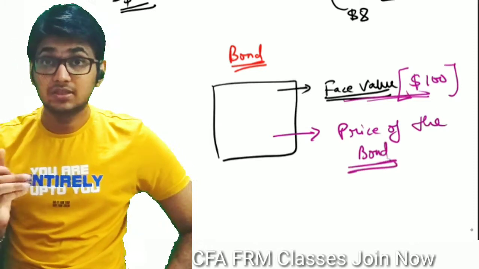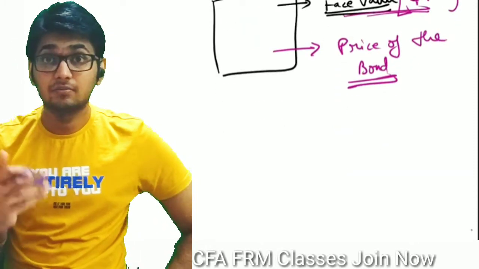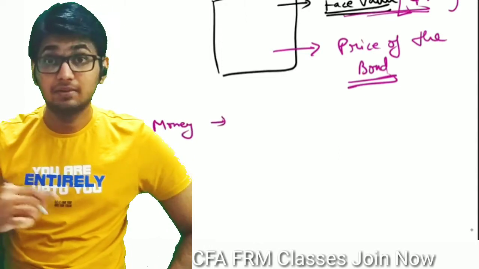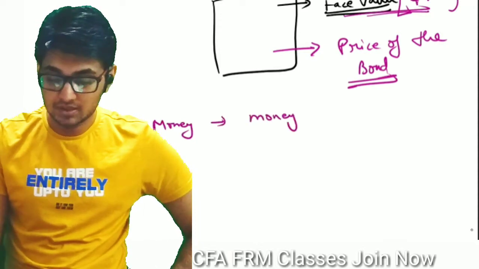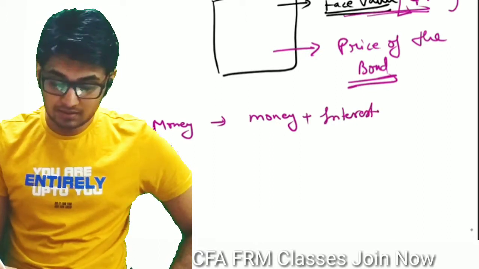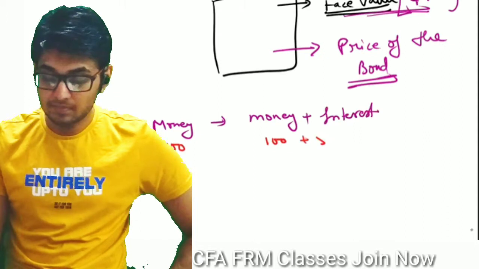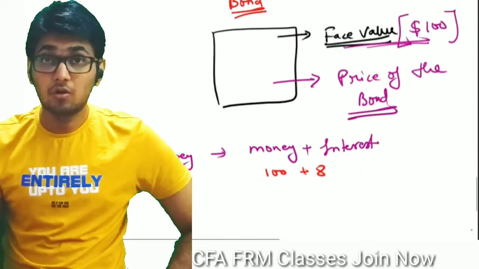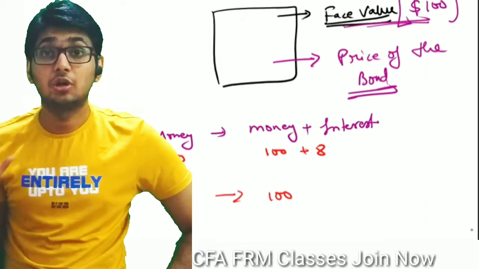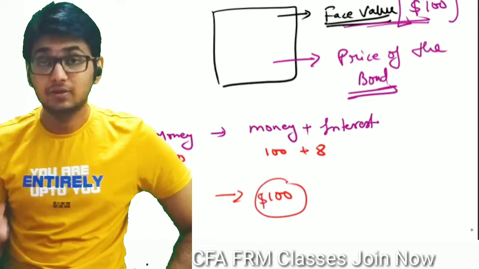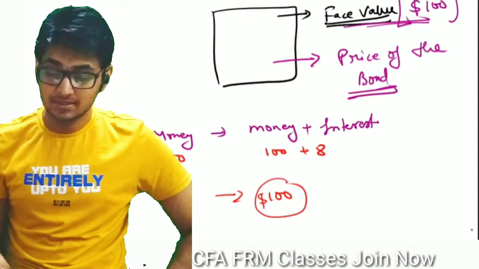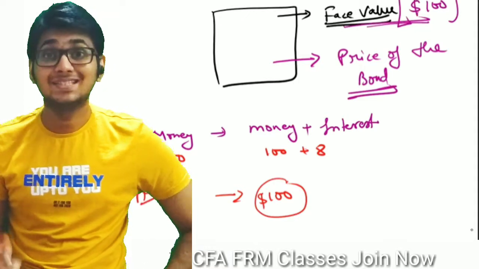Now, try to understand one thing. In the bank, I am giving them the money now, and what are they giving me? Money, meaning my principal plus interest. Clear? So here I am giving them 100, and they are giving me 100 plus 8. But in the case of bonds, what I am going to get in the future is sure. In the future, I am going to get $100. Now, what I have to invest today, that is the price. Means they are selling the bonds.